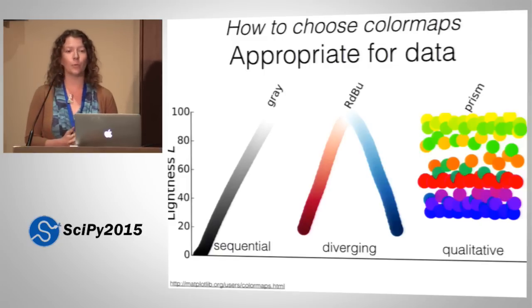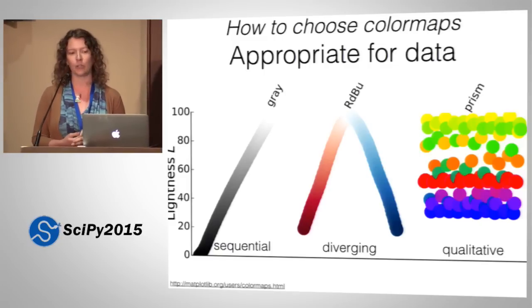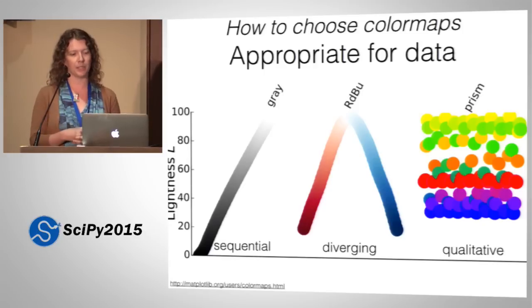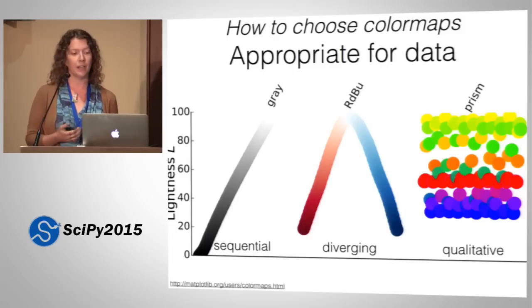Okay, so what are a few considerations? There are a lot of considerations we could talk about when choosing your own color map. I'd like to just pick out a few big picture ones, and then I'm going to talk about domain specific ones. So to start, what kind of data do you have?